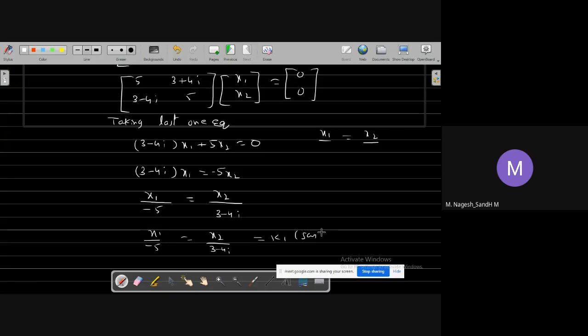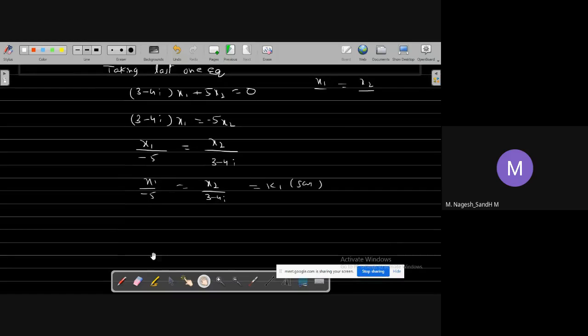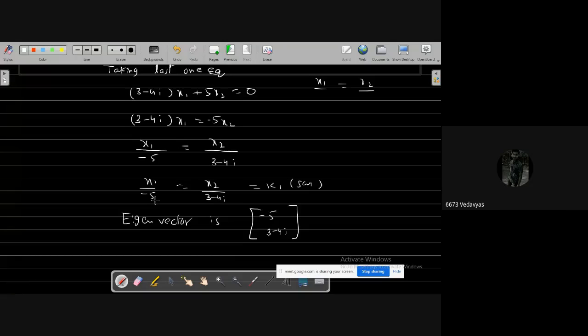Any doubt here? No, sir. So now, after getting this, I'll write the eigenvector directly. Eigenvector is minus 5, 3 minus 4i. This is the eigenvector. Any doubt here? No, sir. Okay. This is the eigenvector x is equal to minus 5, 3 minus 4i.